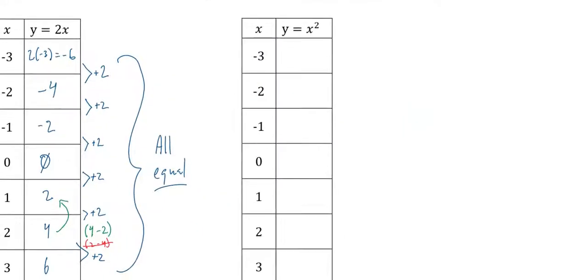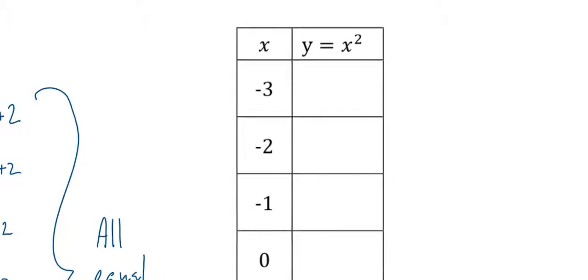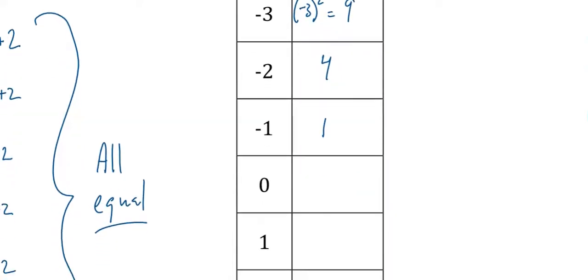Now this is negative 3 all squared, so it gives me positive 9. If you punch this into your calculator wrong, the calculator would tell you negative 9. So you have to know either how to punch it in with brackets or just know that it's going to be positive. Negative 2 squared is positive 4. Negative 1 squared is positive 1. 0 squared is 0. 1 squared is 1. 2 squared is 4. 3 squared is 9.